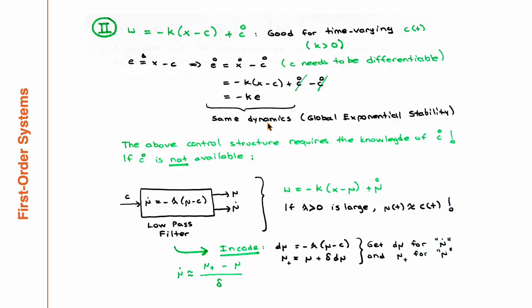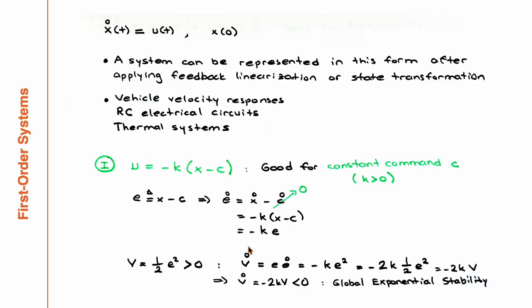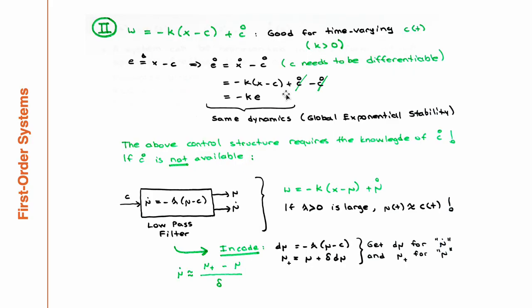So if you look at the previous slide, e dot was equal to minus ke. When our command was constant, we were not using C dot. Now, this is the generalized case. We have C dot, which is now canceling out here, but eventually we have e dot equals minus ke. You can use the same Lyapunov function candidate that we used for the case when C is constant. You can arrive, error goes to 0. But right now, error goes to 0, regardless of whether the command is constant or time varying. So it is a very powerful result.